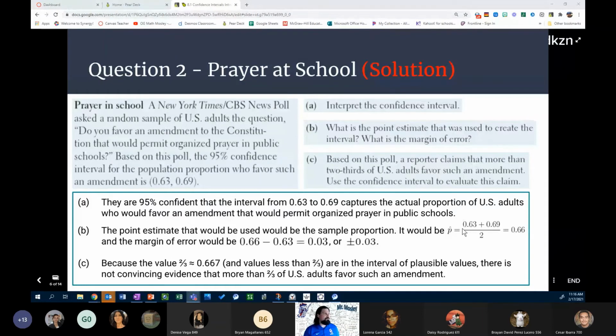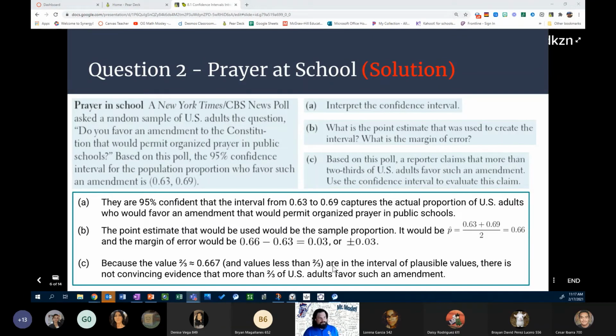So for the sample that was taken here in this context, 0.66 of those people surveyed were in favor. That was the proportion. And the margin of error, we can find it by calculating the difference between the sample proportion and the lower bound or the upper bound. And we get 0.03. So we have a margin of error of plus or minus 0.03. That's because we add 0.03 to one side, subtract 0.03 from the other side of 0.66, and we get our upper and lower bound.